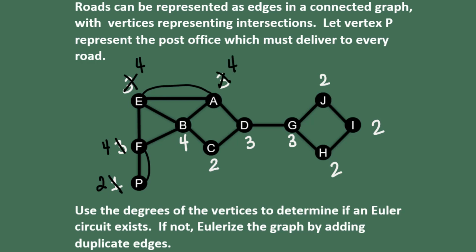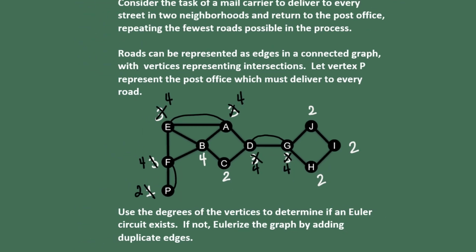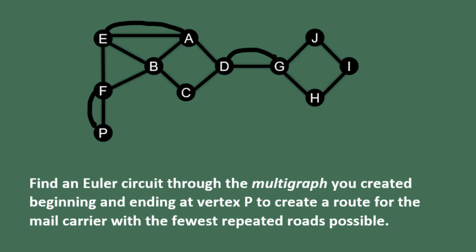And then finally, we can also add an edge between D and G to change those from degree 3 to degree 4. So our new multigraph has all vertices of even degree. And now we're going to find an Euler circuit through the multigraph that we created, beginning and ending at vertex P, representing the post office. In this way, we can create a route for the mail carrier with the fewest repeated roads possible, because the only repeated roads will be those represented by the duplicate edges.